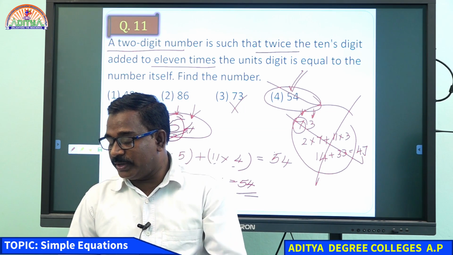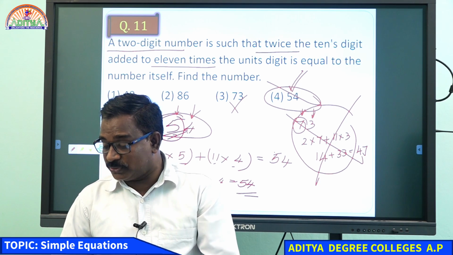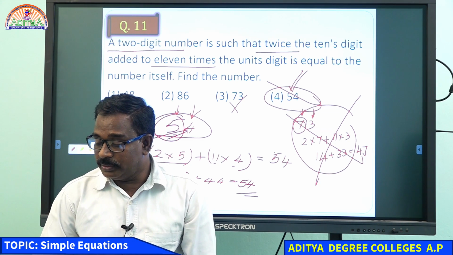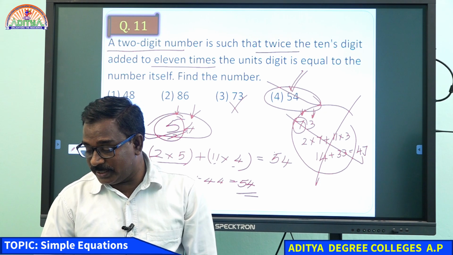Of course we can do it by solving. Let the number be xy, with tens digit x, so the number is 10x plus y. In that manner we can solve, and you will get it very easily.